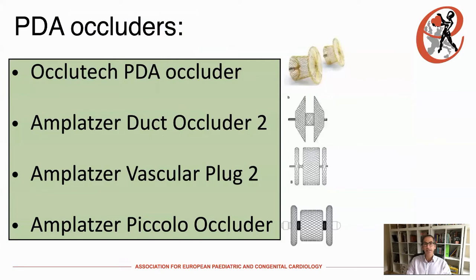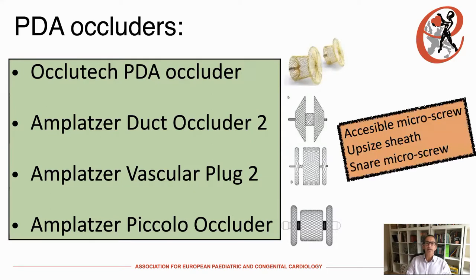The next chapter involves PDA occluders. Again, there are different brands and designs which can be used, but I will touch on the most frequently used. The Occlutech ADO2, ABP2, and unplugged piccolo occluder have an accessible micro screw that can be snared and retrieved, previous upsizing of the sheath, ideally at least 2 French.